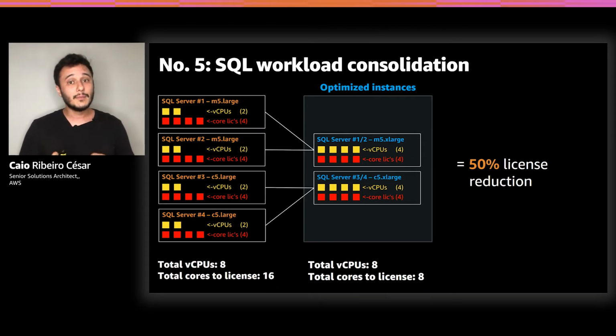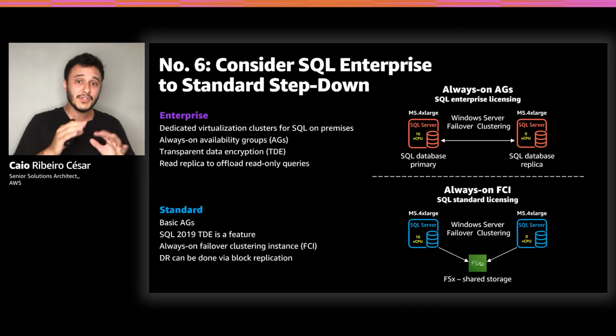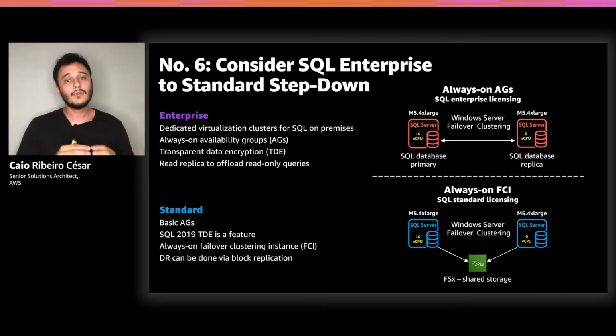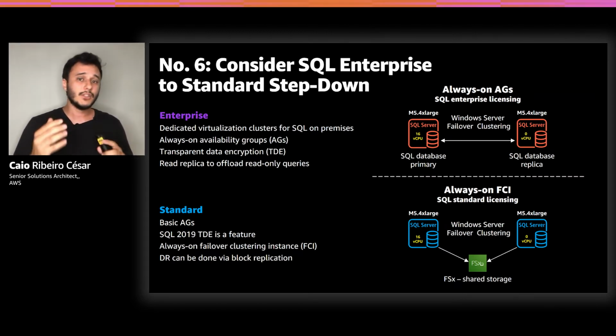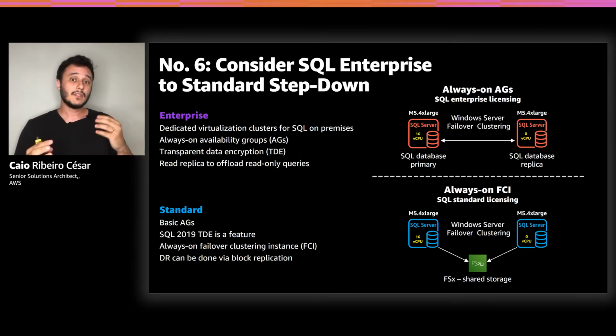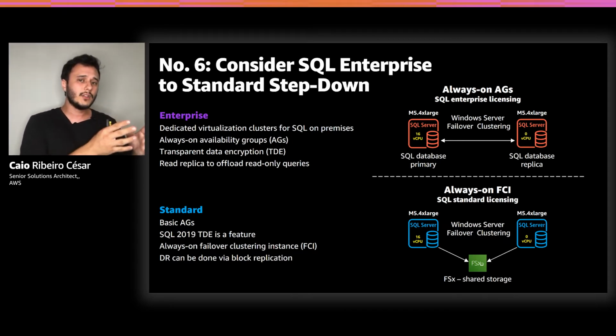Let's take a look at number 6. Number 6 is the step down of Enterprise Edition. So let's go back a little bit in time. In 2016, Microsoft released the SQL Server Enterprise Service Pack 1, which included a bunch of the enterprise features in the standard edition. So that means that SQL Server Standard 2016 already had a lot of the enterprise features.